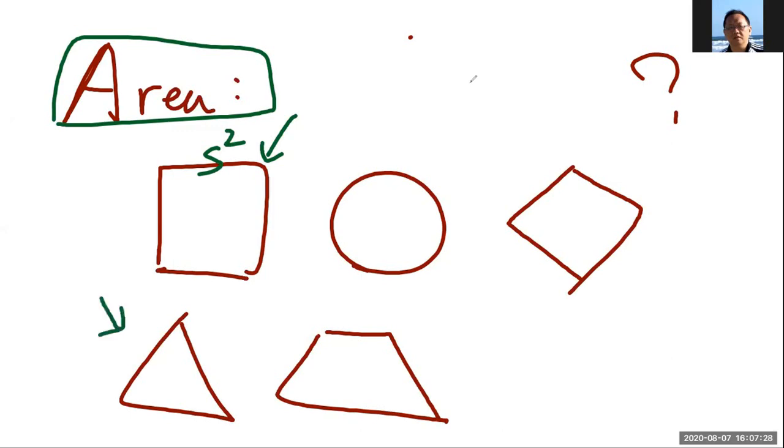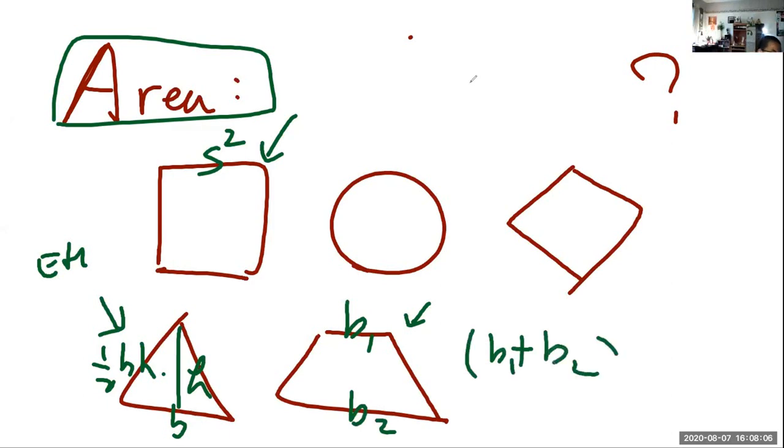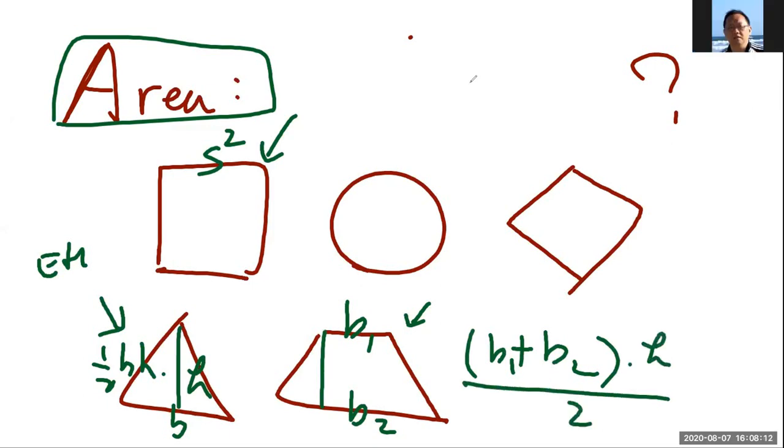How about Ethan? What is the area for a triangle? It's base times height divided by 2, also half base times height, okay? How about this one, trapezoid, for James? What is the area for this one? It's the top part plus the... B1 plus B2 divided by 2 times height. Okay, base 1 plus base 2, times height, divided by 2.